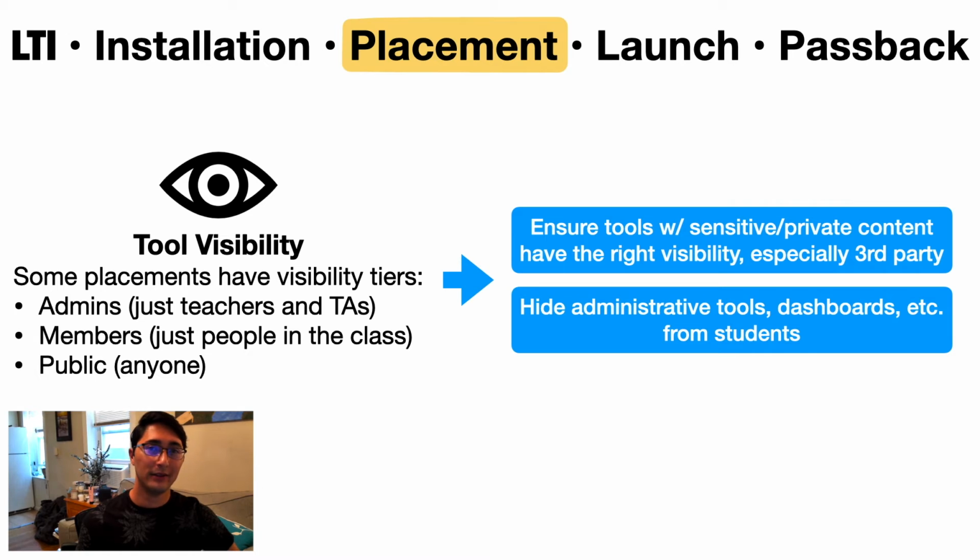And then the final one is completely unlocked, and that's called public. That means that anyone, whether they're in the course or not in the course, maybe they just found the course on Google, they're all able to see and use the tool.